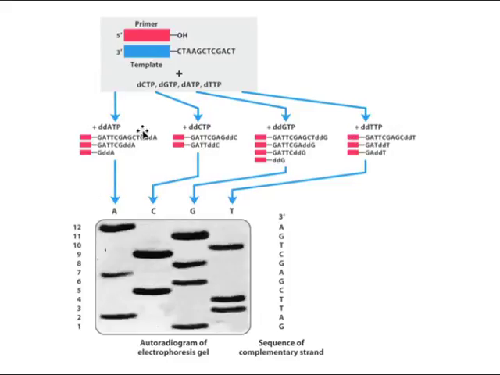Now, let's just focus a little bit on one of these reactions and see what you get. Well, if you start off with a template and you have a mixture of the normal NTPs, you're going to be able to synthesize an entire complementary strand from the primer. However, once you add in a small amount of this, some of the time you're going to add in a dideoxy-A and you're going to get a truncated piece of DNA, or a fragment.